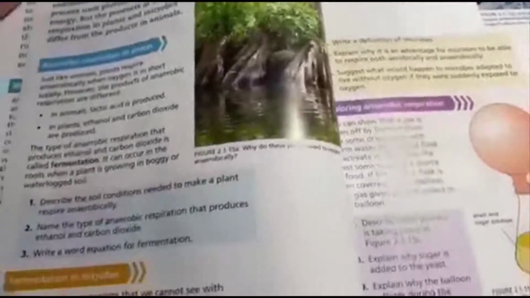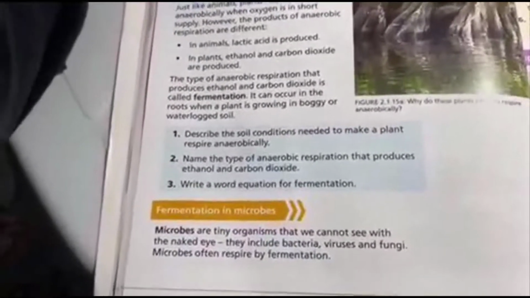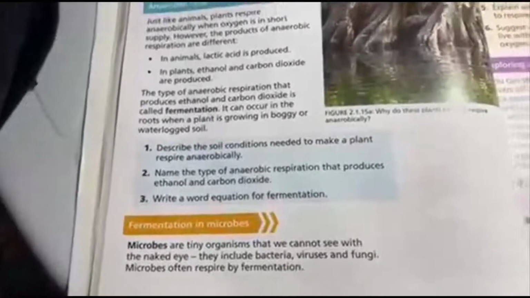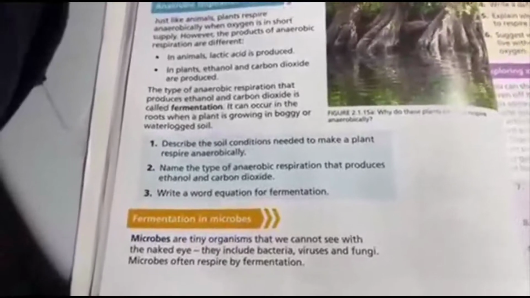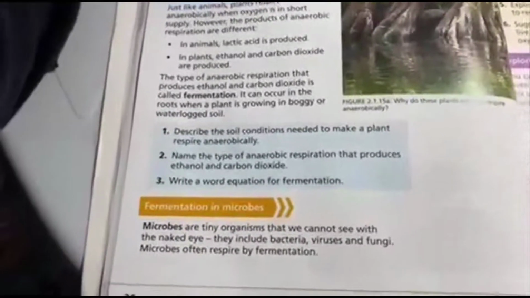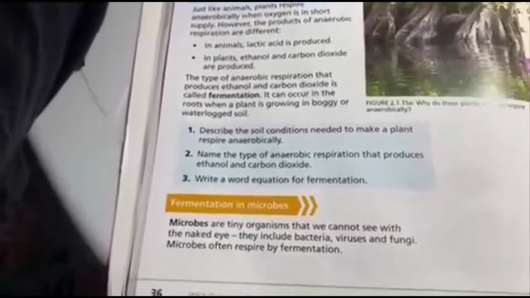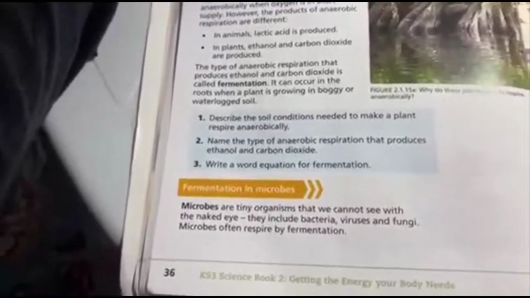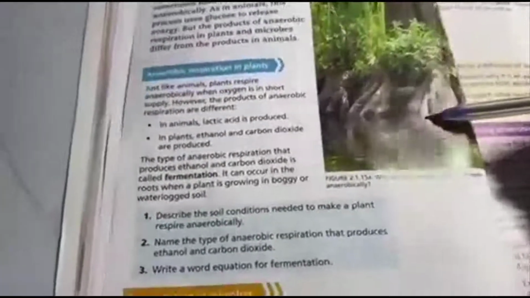Okay, let's go through and see if there's something. Just like animals, plants respire anaerobically when oxygen is in short supply. However, the products of anaerobic respiration are slightly different. In animals, lactic acid is produced, and in plants, ethanol and carbon dioxide are produced. The type of anaerobic respiration that produces ethanol and carbon dioxide is called fermentation. It can occur in the roots when a plant is growing in boggy or waterlogged soil like here. See the trunks here of the tree?